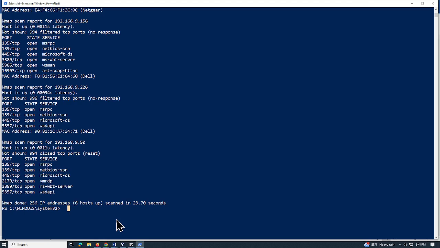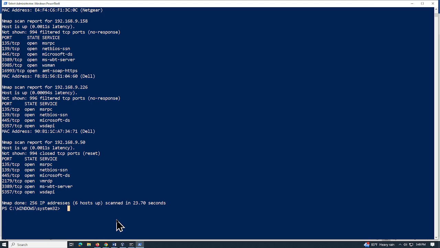Now, an SS scan, which is really more of a half-open or a stealth scan, does not complete the three-way handshake. What is happening in this particular situation is I'm sending out a SYN packet. I'm getting back a SYN ACK, and instead of me completing it with an ACK, I send back an RST, which is a reset.